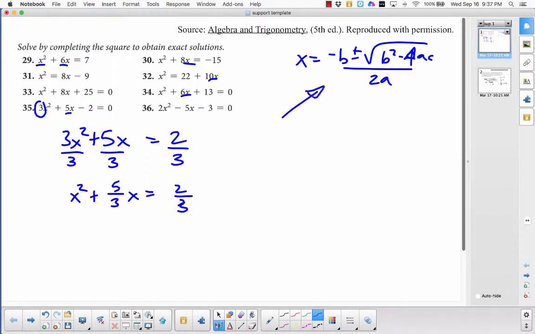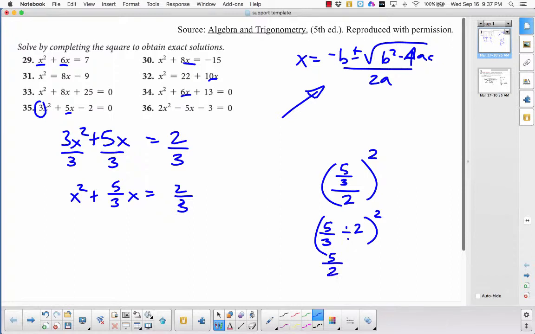Already I'm thinking, use that. Okay, now to complete the square, I have to take this b term, so 5/3, and I have to divide it by 2, and then I have to square it. Double fraction. So it'd be 5/3 divided by 2 squared, or if I do fractions here, this would be times the reciprocal of 2 over 1, which is a half. So it'd be whatever that is squared. So it'd be 5 over 4 squared, which is 25 over 16.